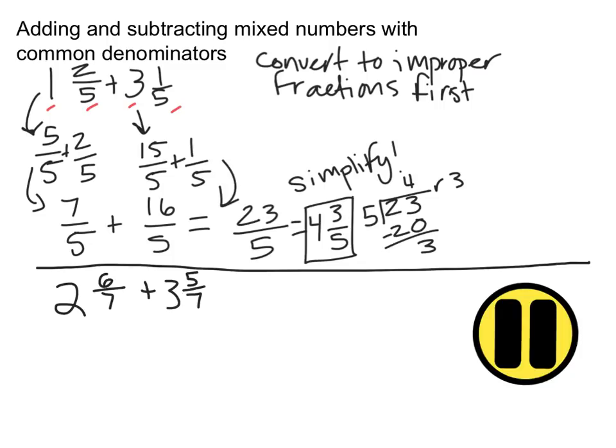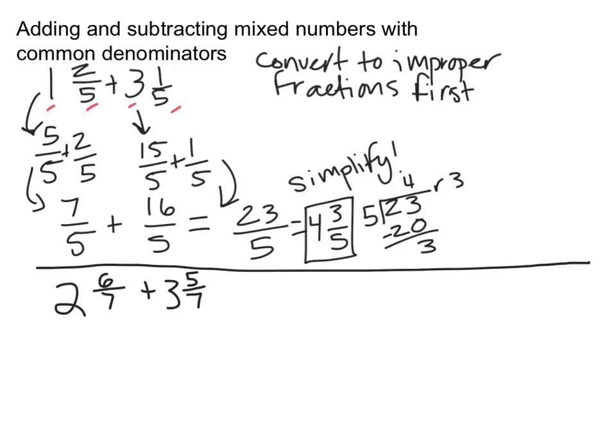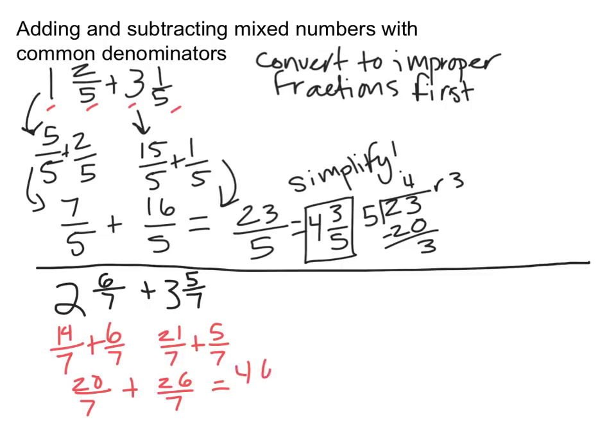Okay, so now I want you to pause. Now I want you to try adding 2 6/7 plus 3 5/7. Do that by converting to improper fractions first. So first I convert 2 6/7 into 20/7, and 3 5/7 into 26/7. And I add those together to get 46/7. And then I need to divide 46 by 7.